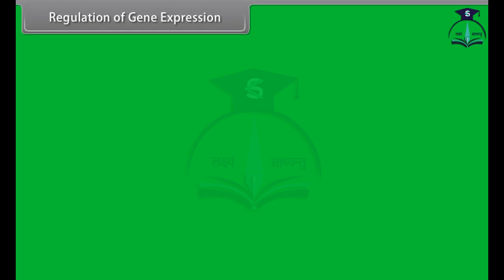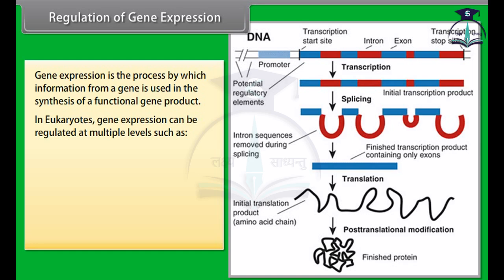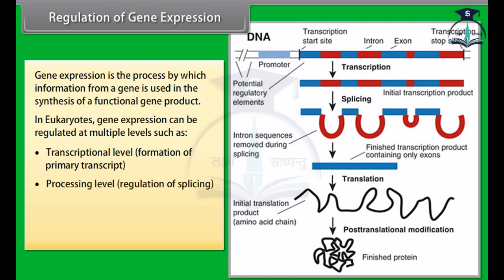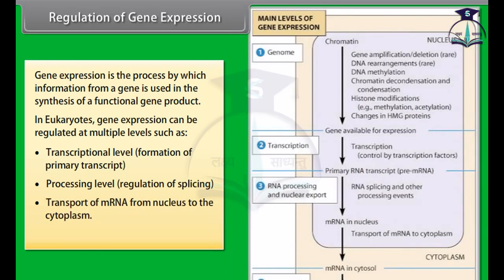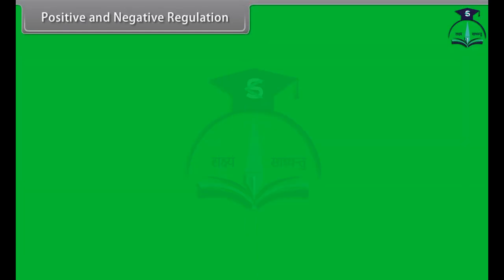Regulation of gene expression. Gene expression is the process by which information from a gene is used in the synthesis of a functional gene product. In eukaryotes, gene expression can be regulated at multiple levels such as transcriptional level, formation of primary transcript, processing level, regulation of splicing, transport of mRNA from nucleus to the cytoplasm, translational level, positive and negative regulation.